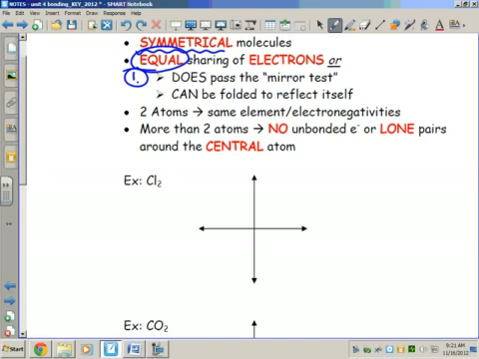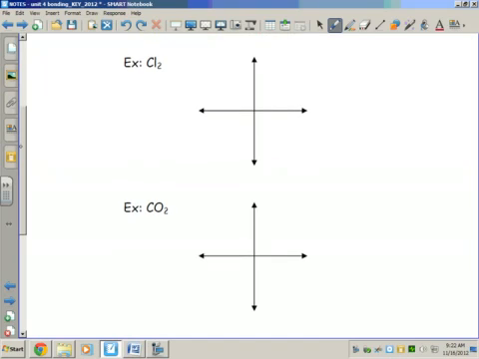We look at the same 2 things. Does it pass the mirror test? If it does pass the mirror test, then it is nonpolar. That means it can be folded to reflect itself. And the second rule for identifying whether something is polar or nonpolar, same as before: are there lone pairs around the central atom? If there are no lone pairs around the central atom, then we would say the molecule is nonpolar. There is no pooling of electrons.